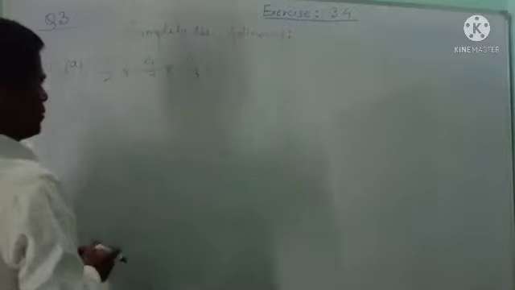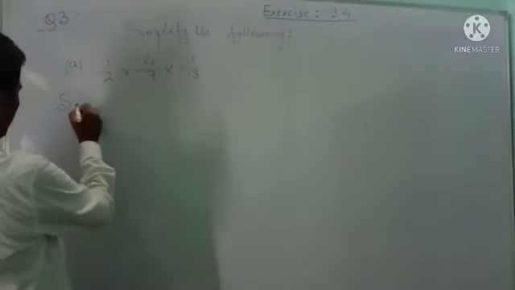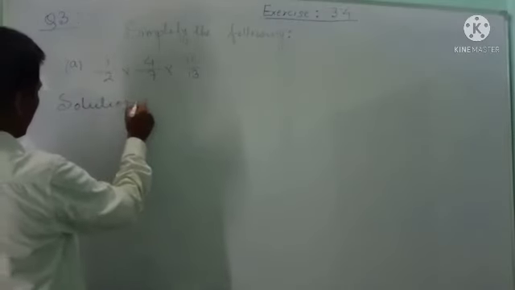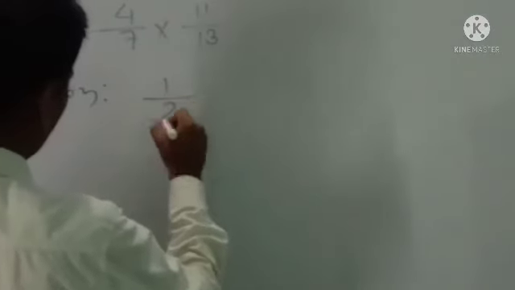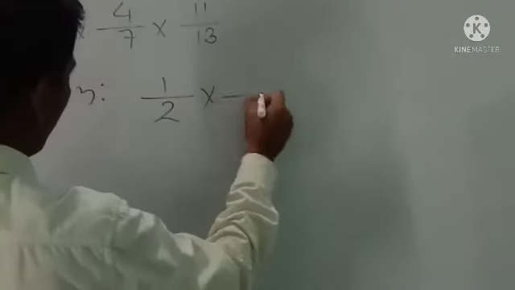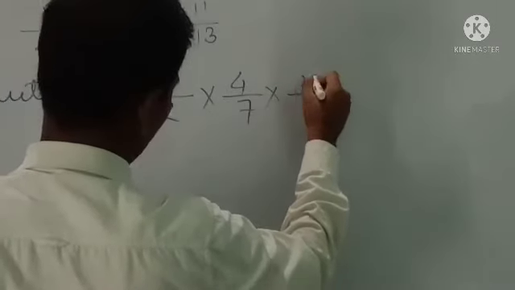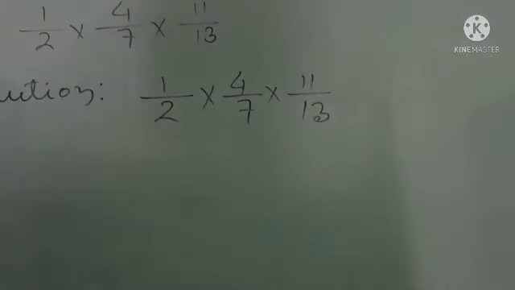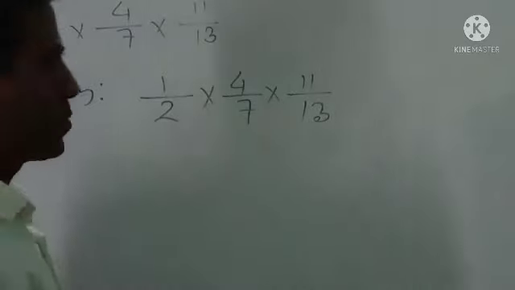So it's very simple. Let us solve it. Solution: 1 by 2 into 4 by 7 into 11 by 13. Now see, this 2 and 4 both are divisible by 2.